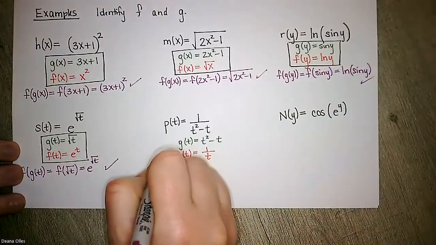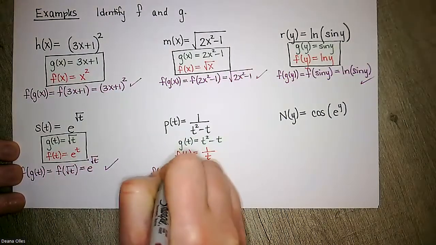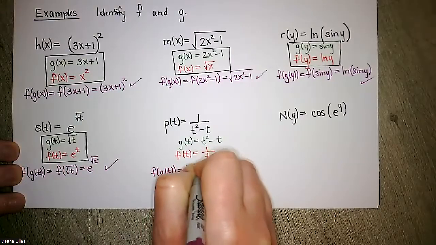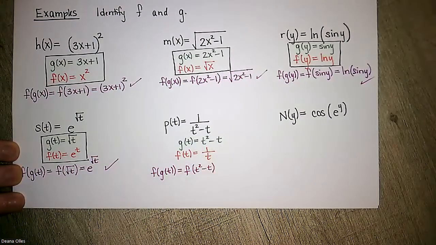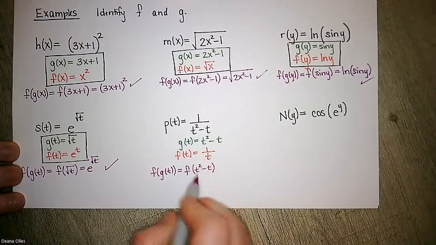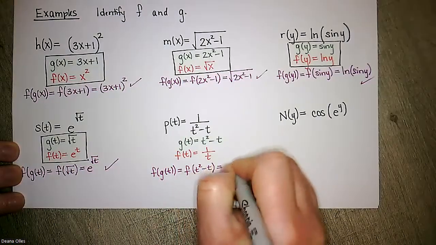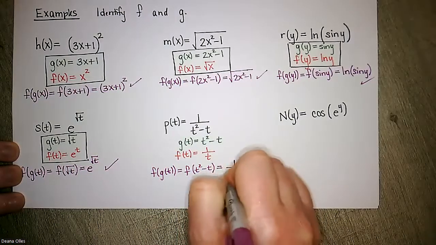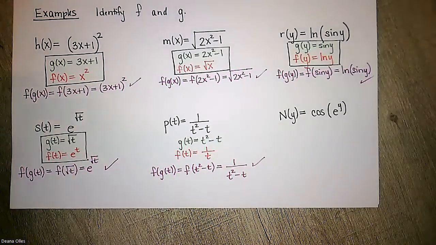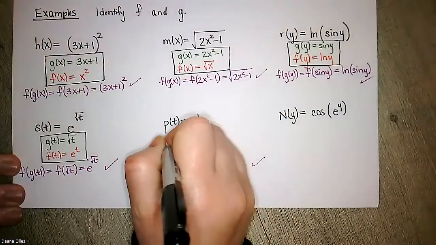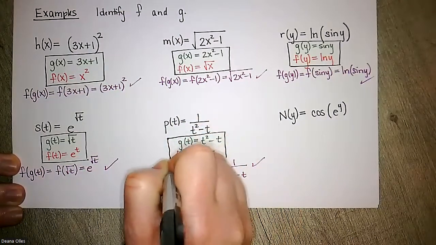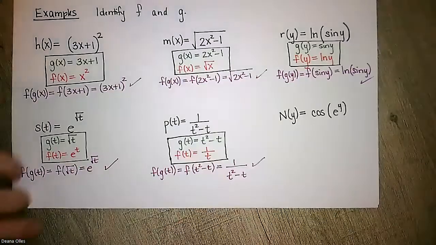All right, and so f of g of t, again, that would be f of t squared minus t. Everywhere I have a t in f of t, I'm going to replace it with the quantity t squared minus t. That gives me 1 over t squared minus t. And yep, that's correct. So sometimes they're super obvious and other times not so much.